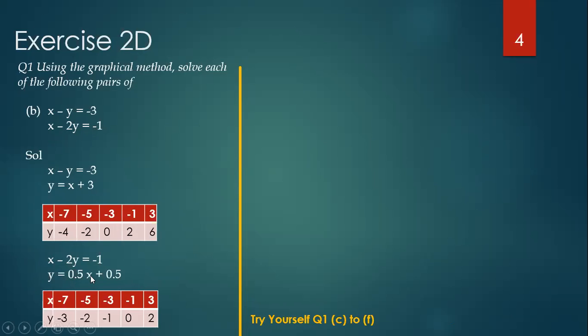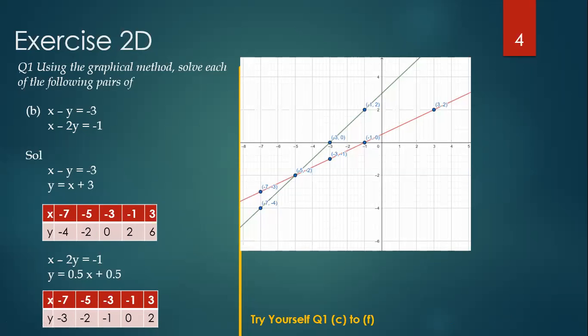Now substitute x with -7, you'll get -3. If you substitute x with -5, you'll get -2. Substitute x with -3, you'll get -1. And similarly, these two. Once you plot these coordinates on the graph, it will look something like this. And you can see that these two linear equations intersect at the point (-5, -2). So the graph intersects at (-5, -2). The solution set is x equals -5 and y equals -2.